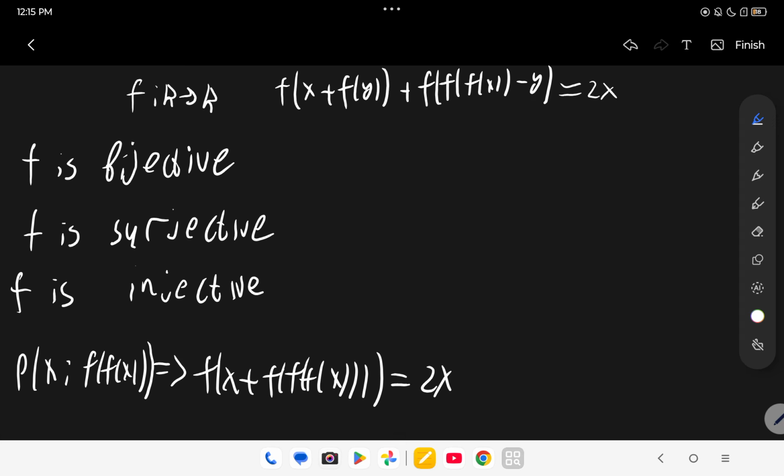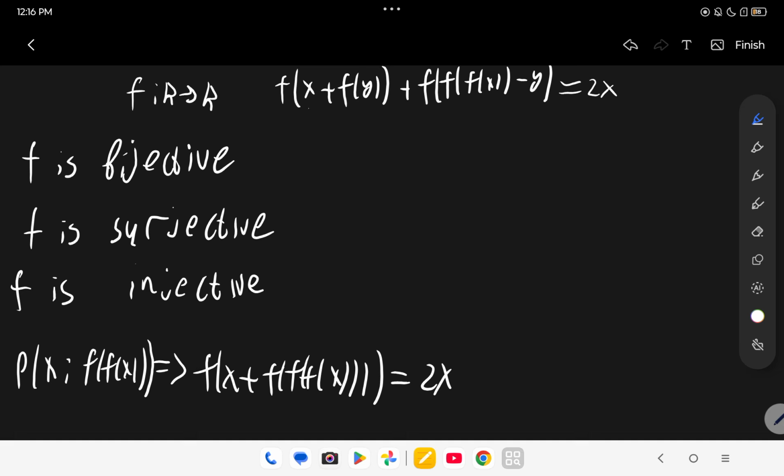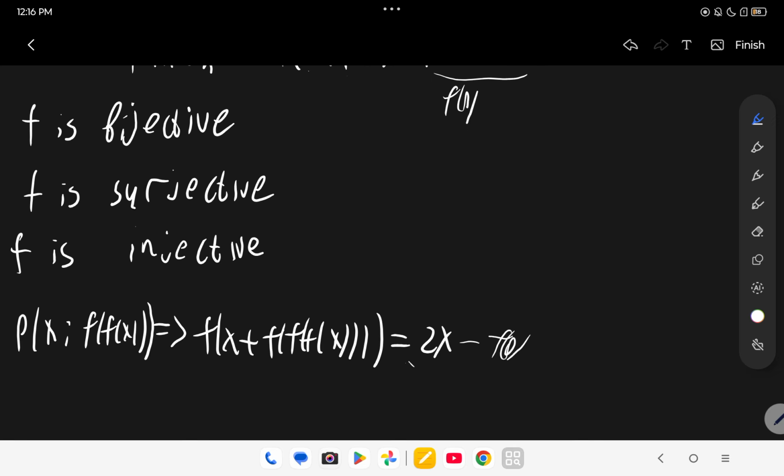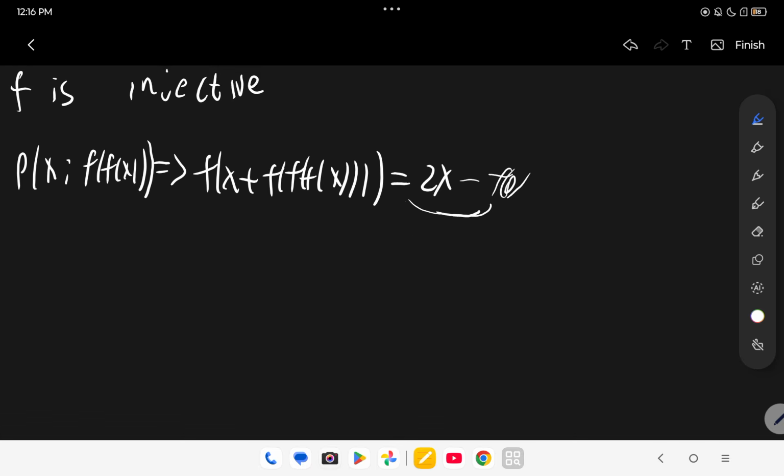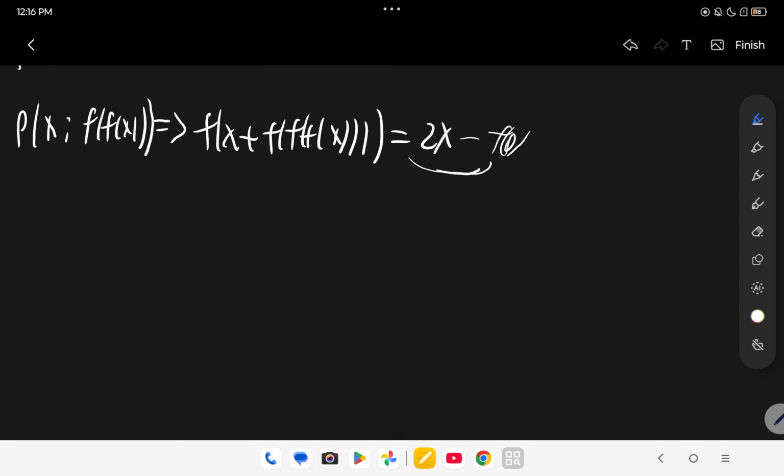So if we compare this, we get x plus f(x). This side is equal to 0. Actually, this side is just f(0), but this won't affect anything because this can still achieve any value. So we get that f is surjective.